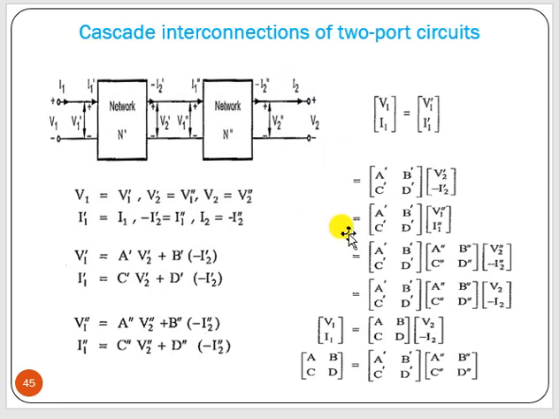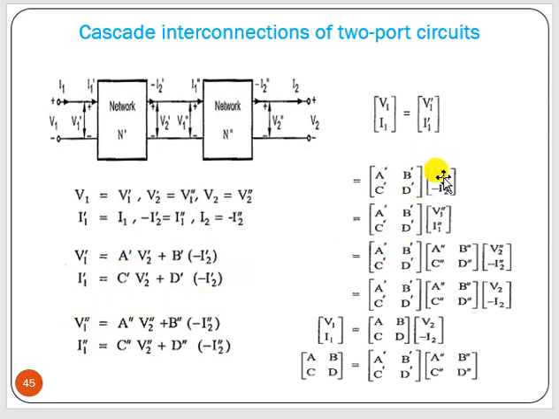Similarly, for cascade connection, this is for the ABCD parameter. Here V1 equals V1 dash, V2 dash equals V1 double dash, and V2 double dash equals V2. Similarly, I1 equals I1 dash, minus I2 dash equals I1 double dash, and I2 equals minus I2 double dash. So we can write these for the two separate networks as separate equations. Now we have to write V1, I1 in terms of V1 dash, I1 dash. That is nothing but this particular equation, so you can write it here.